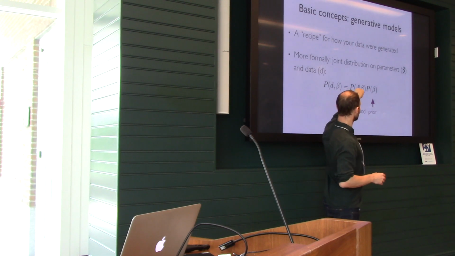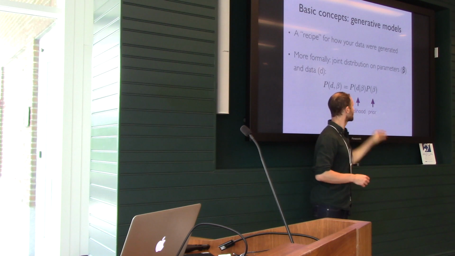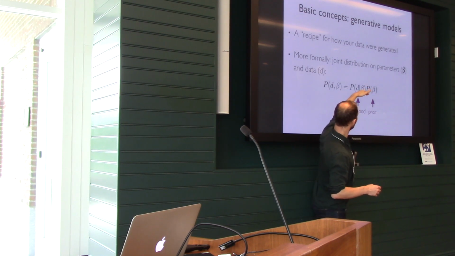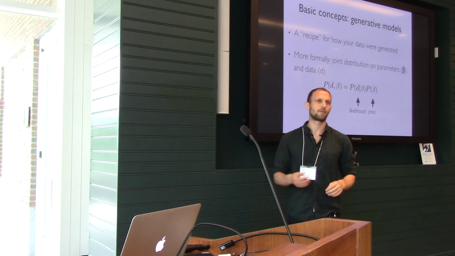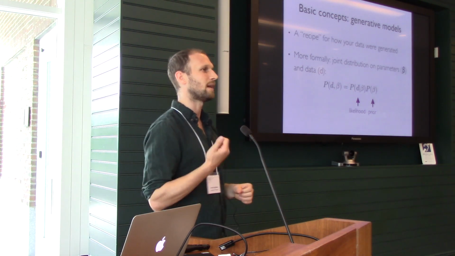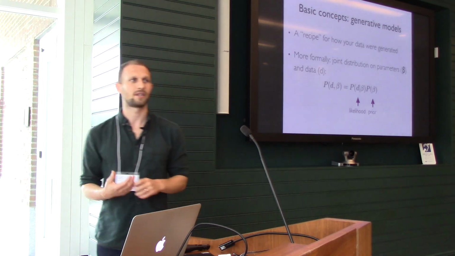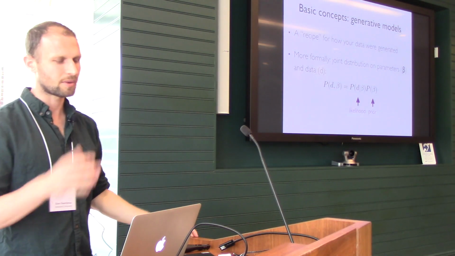This is called the likelihood in Bayesian terminology, and this is called the prior. This term is saying how likely were the data that I observed given a particular choice of parameters? How well does the data match my expectations? And then the prior tells you how plausible this particular setting of the parameter is.